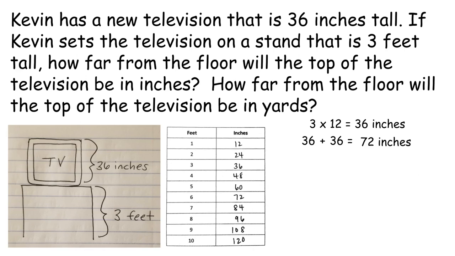But what I could figure out is how many feet there are in 72 inches. To do that, I'm going to divide. 72 divided by 12 equals 6. Okay, so now I know that the top of the TV is 6 feet from the floor, but that's not what the question's asking me for. It's asking me for how many yards. Well, if you think back to our last problem in the first conversion chart we did, we know that there are 3 feet in a yard. So I'm going to divide 6 divided by 3 and get 2 yards.